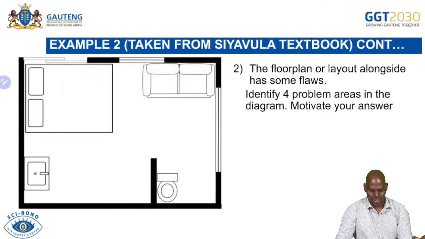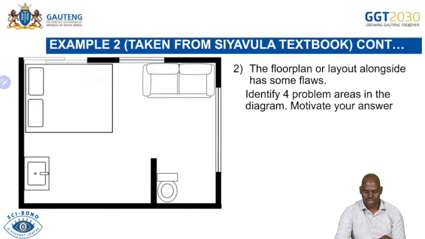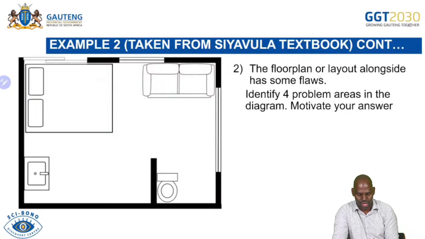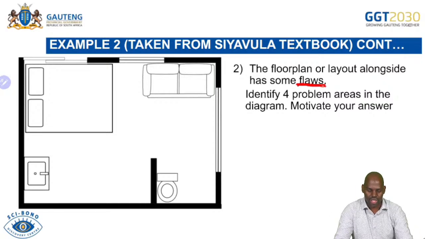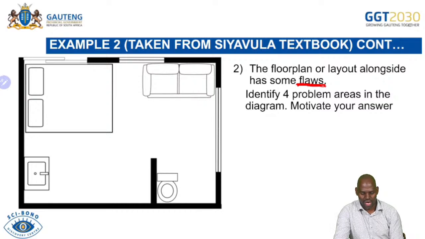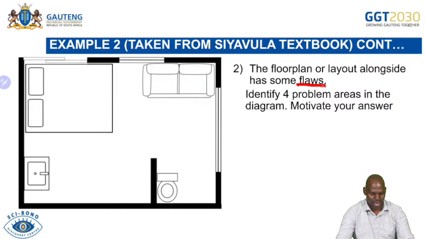Okay, then still on the very same floor plan, the floor plan or layout alongside has some flaws. Some flaws means something is not right there. There are some mistakes there, certain things that are not allowed there, or that you consider not being appropriate. Identify 4 problem areas in the diagram, motivate your answer. Okay, let us look at the plan.